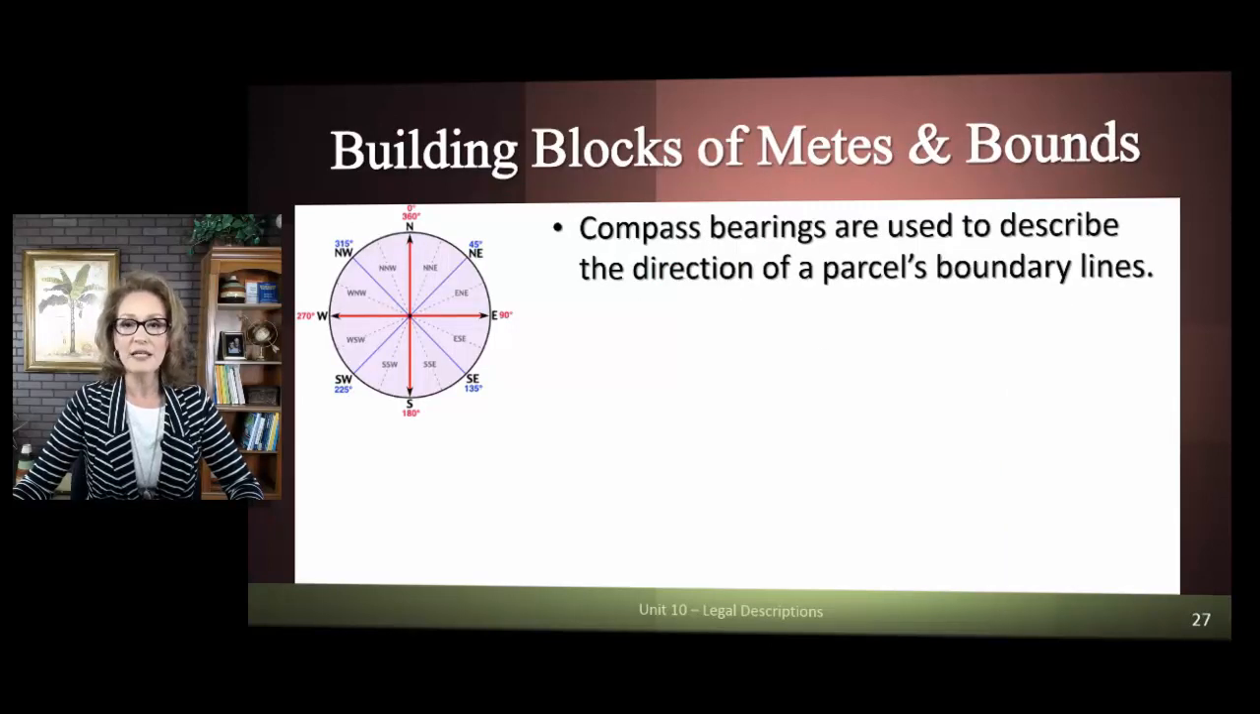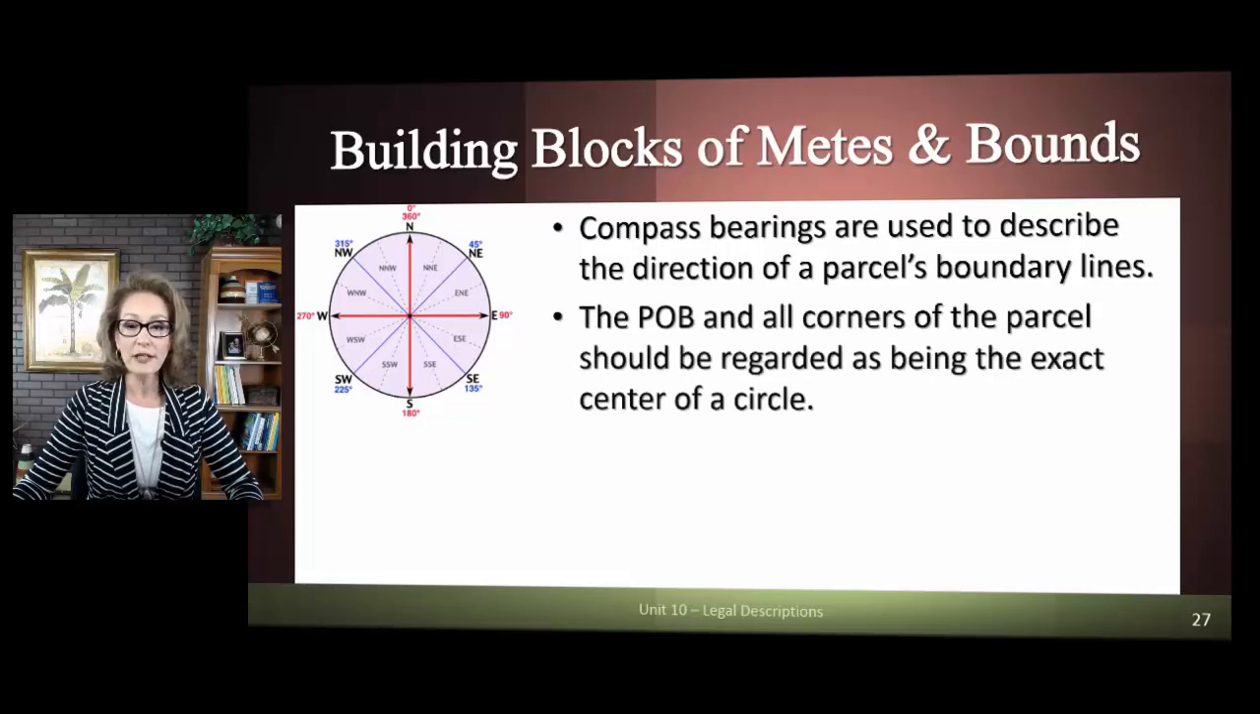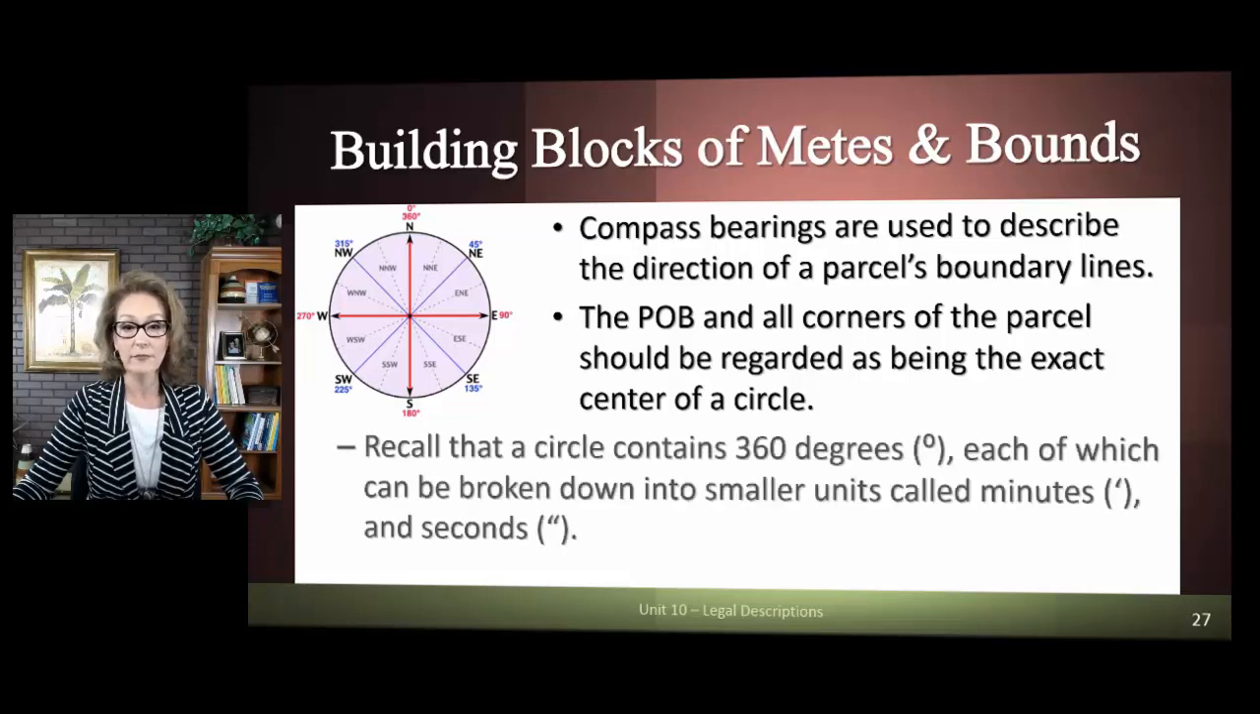Building blocks of metes and bounds. Compass bearings are used to describe the direction of the parcel's boundary lines. The point of beginning, or POB, and all corners of the parcel should be regarded as being the exact center of a circle. Recall that a circle contains 360 degrees, each of which can be broken down into smaller units called minutes and seconds.